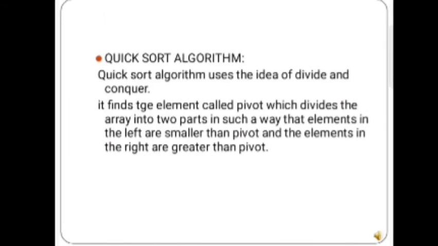The Quicksort algorithm uses the idea of divide and conquer. It finds the element called the pivot, which divides the array into two parts in such a way that the elements on the left are smaller than the pivot and the elements on the right are greater than the pivot. This is the idea behind the quicksort algorithm.